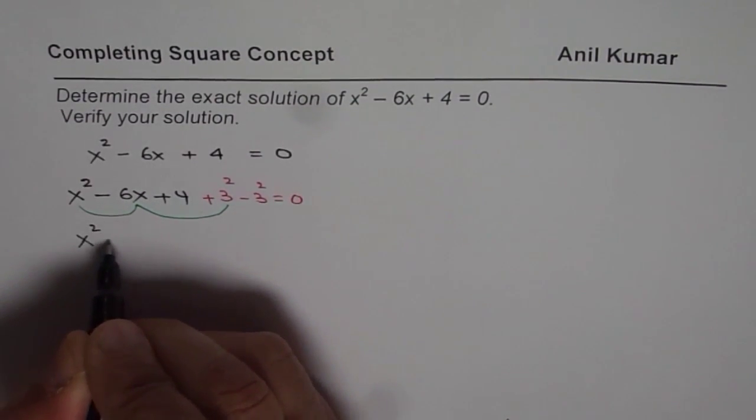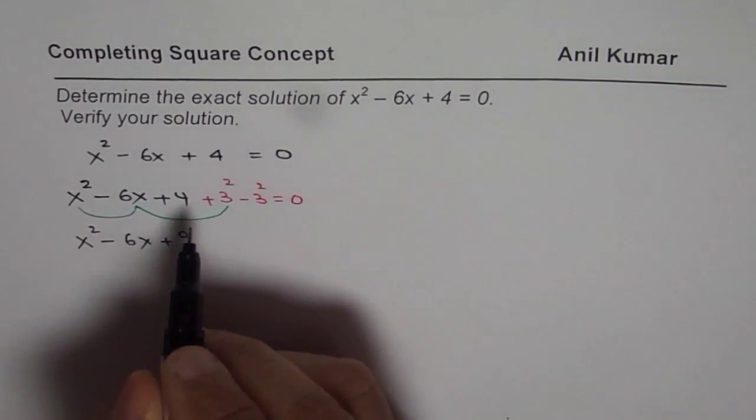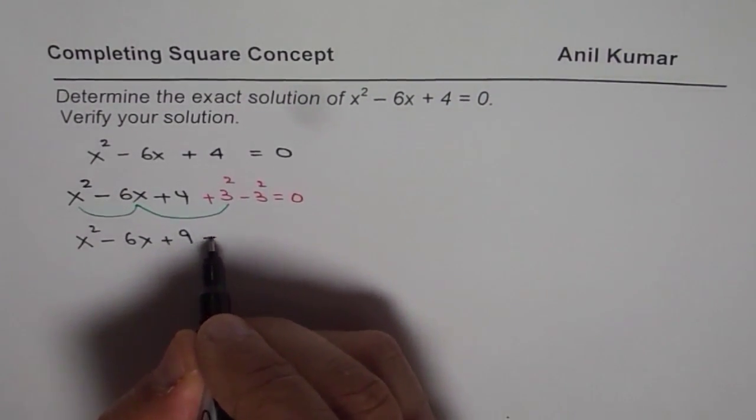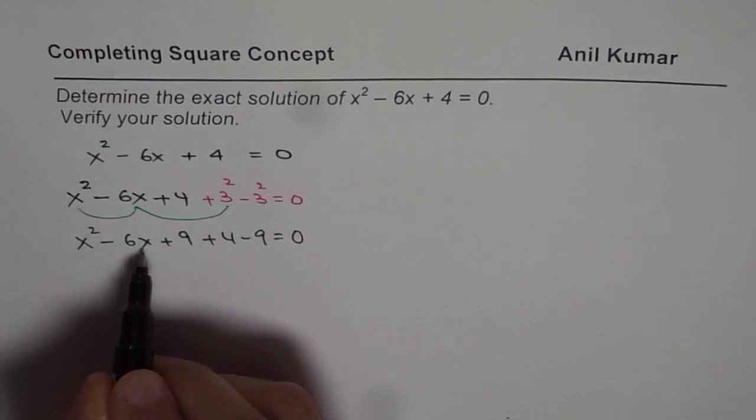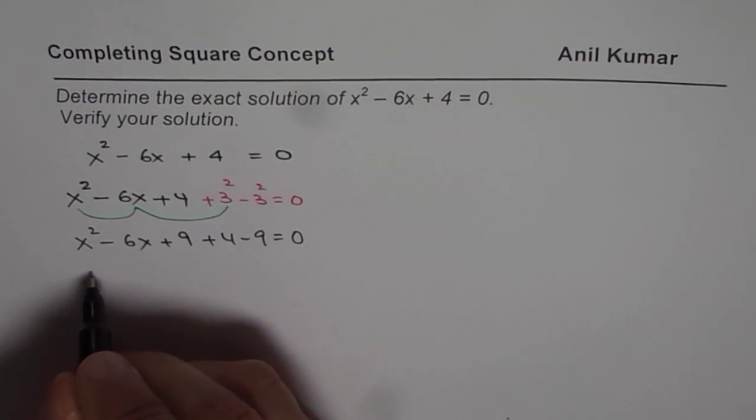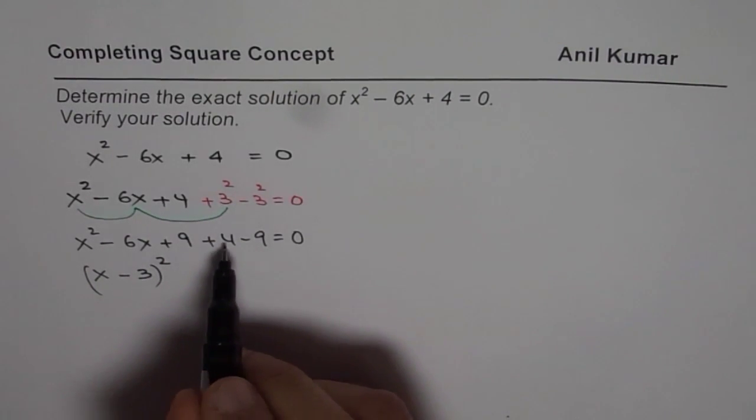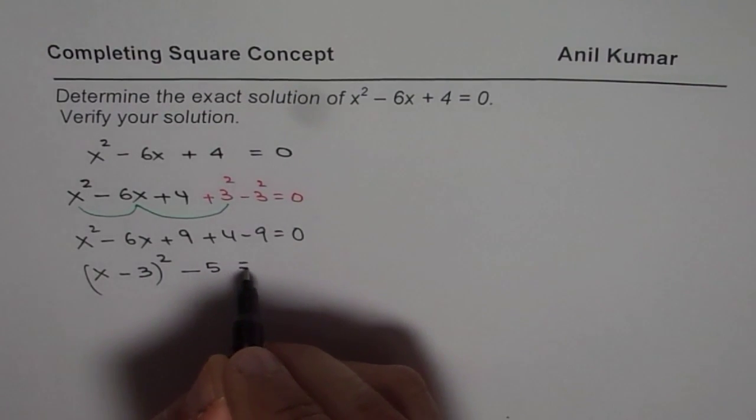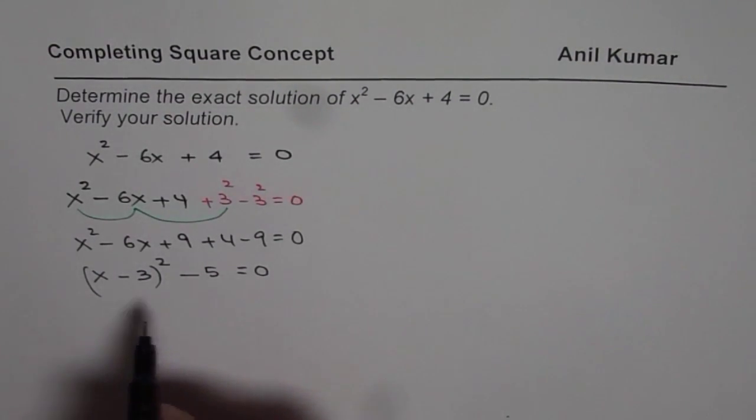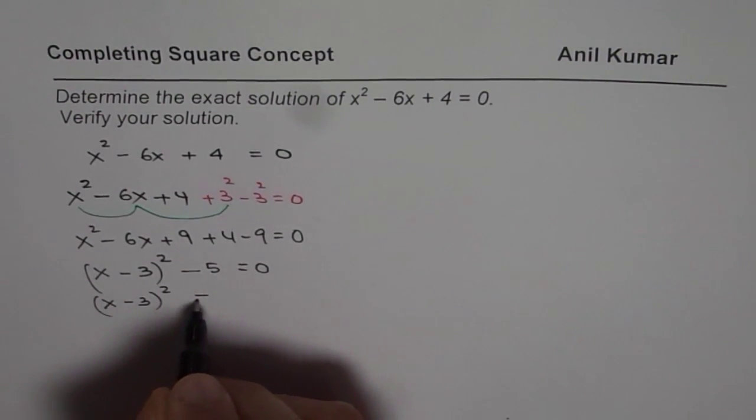So it is x squared minus 6x plus 3 square, let me write this as 9, plus 4 minus 9 equals 0. Now x squared minus 6x plus 9 is a perfect square. It can be written as x minus 3 whole square, right? And 4 minus 9 is minus 5 equals 0. Once in this form, you can solve for x. Take 5 to the other side, so we have x minus 3 whole square equals 5.